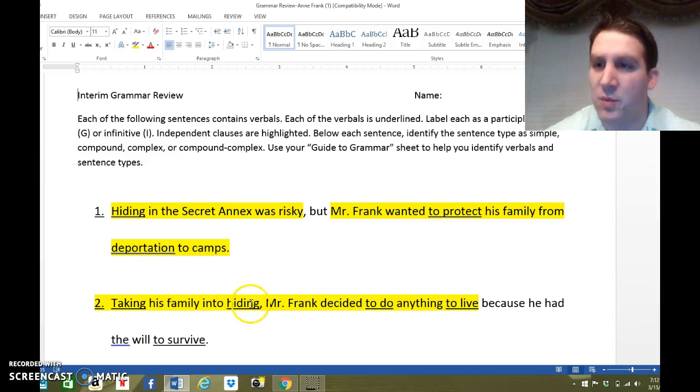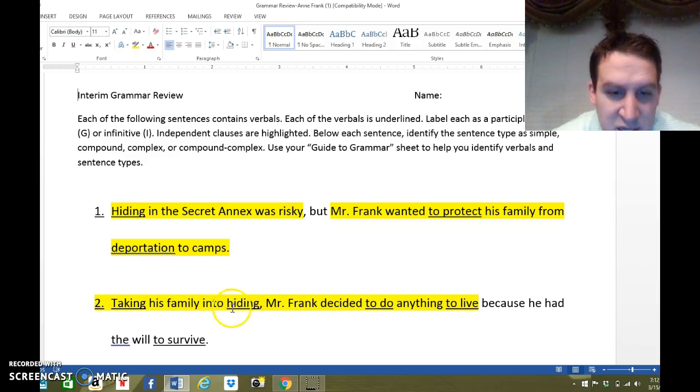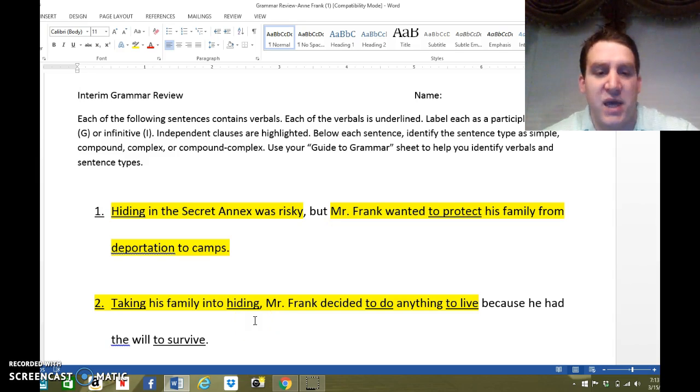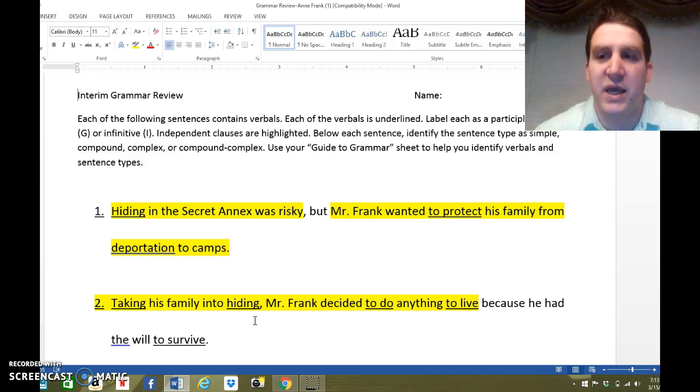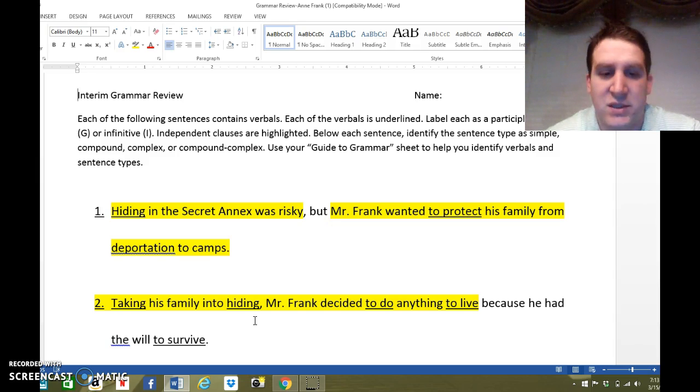Okay, once again, we're going to work backwards here. So if we see hiding, it ends in ing. So the decision that we need to make here is whether hiding is a gerund or whether hiding is a participle. So what do you think it is? Okay, if you said that it was a gerund, you would be correct. But now we need to talk about why it's a gerund.